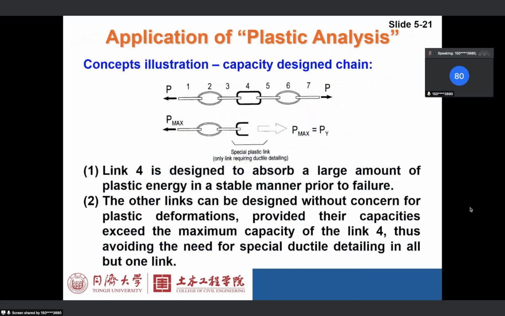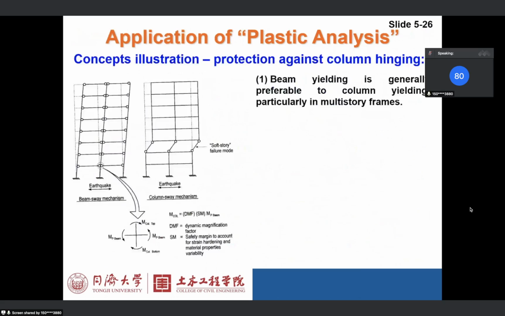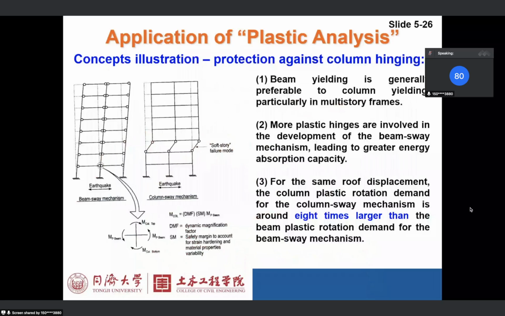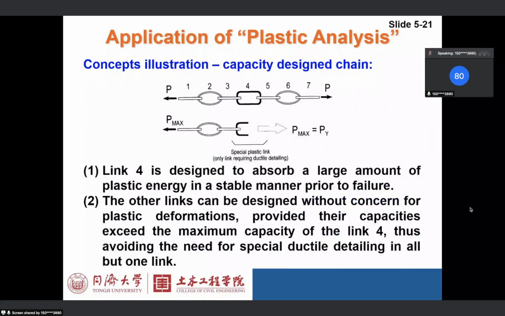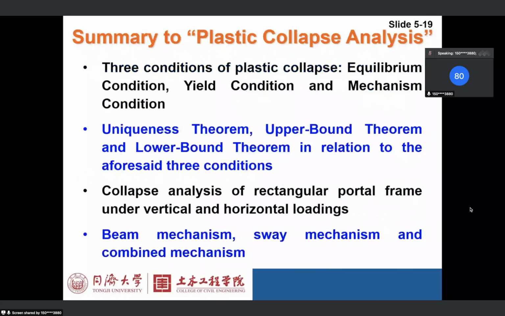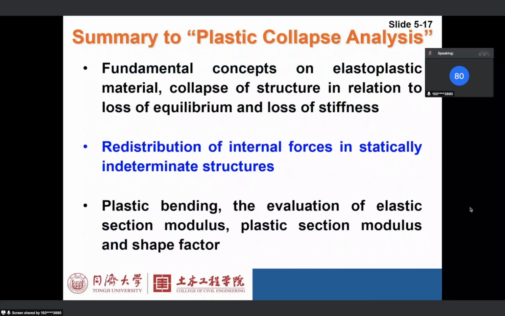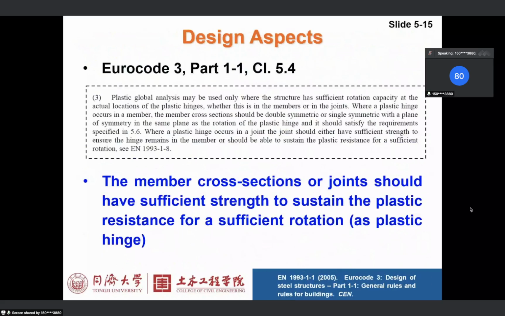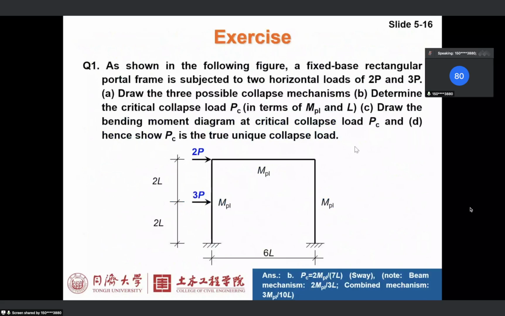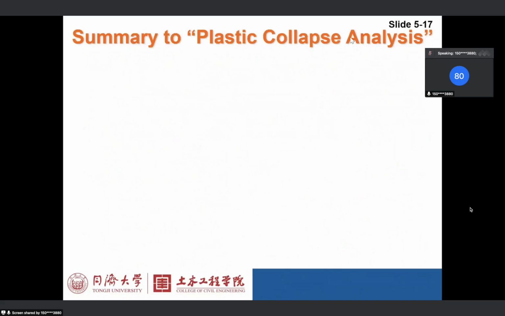Okay, let's skip this. Let's make a summary. For exercises, you can try to do it after class. Okay, try to do it after class. The summary to plastic collapse analysis.